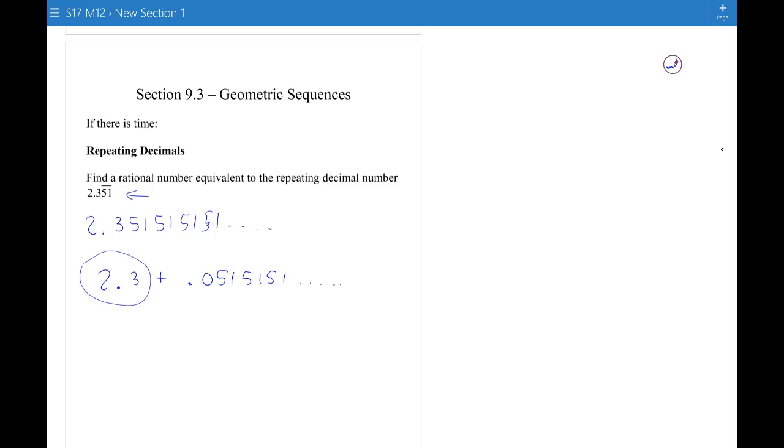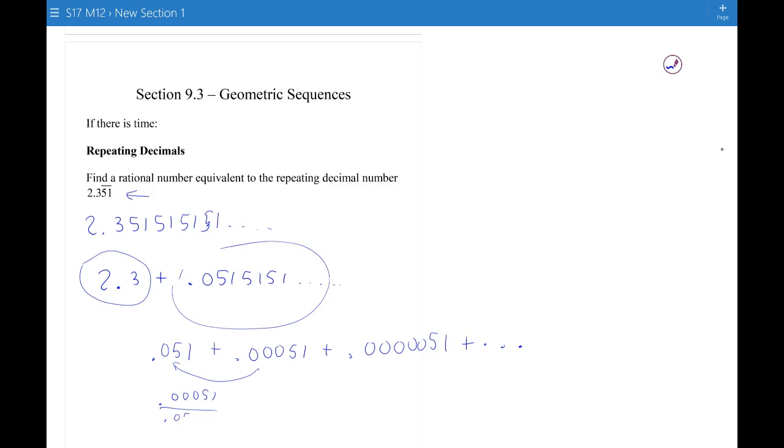So now I want to write this repeating part as 0.051 plus 0.00051 plus 0.0000051, and so on. So take a moment and see if that makes sense to you, that if I add these together, I start getting that repeating pattern of the 51515151.